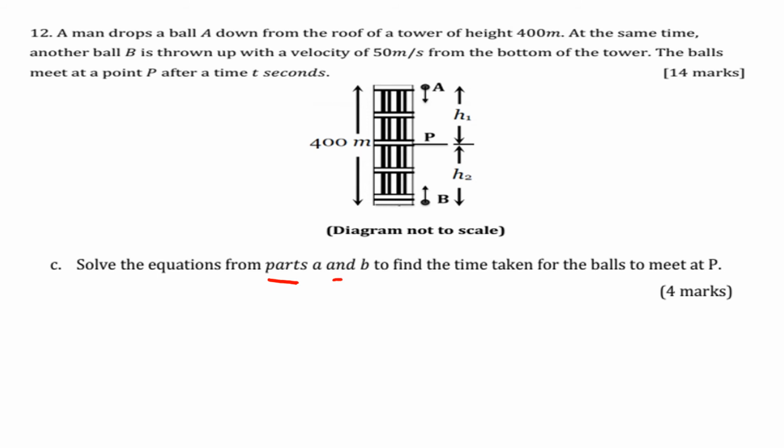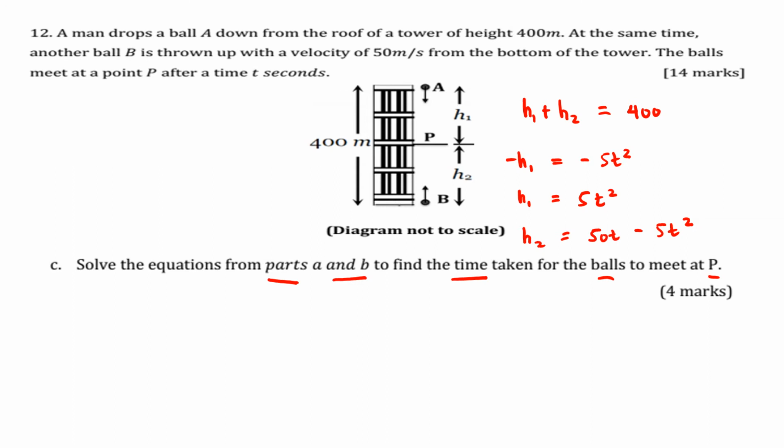Solve the equations from parts A and B to find the time taken for the balls to meet at point P. So we have here H1 plus H2 should be equal to 400. Now we had our H1 to be equal to -5 T squared, so we could say that H1 is equal to 5 T squared. We also had H2, which is equal to 50 T minus 5 T squared. So let's substitute these two equations in H1 plus H2 is equal to 400. So our H1 is equal to 5T squared plus our H2, so plus 50T minus 5T squared. So that's our H1 plus H2 is equal to 400.